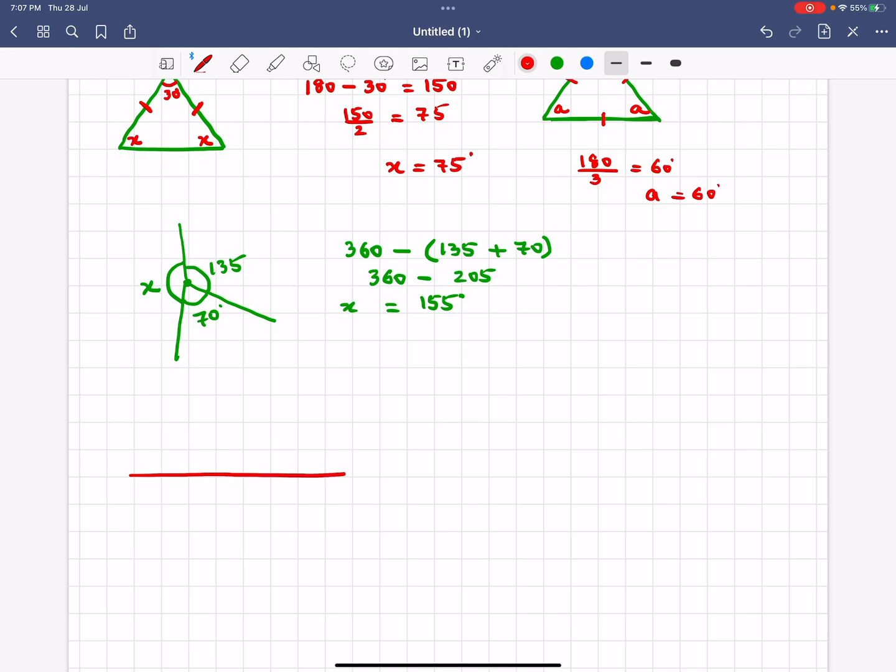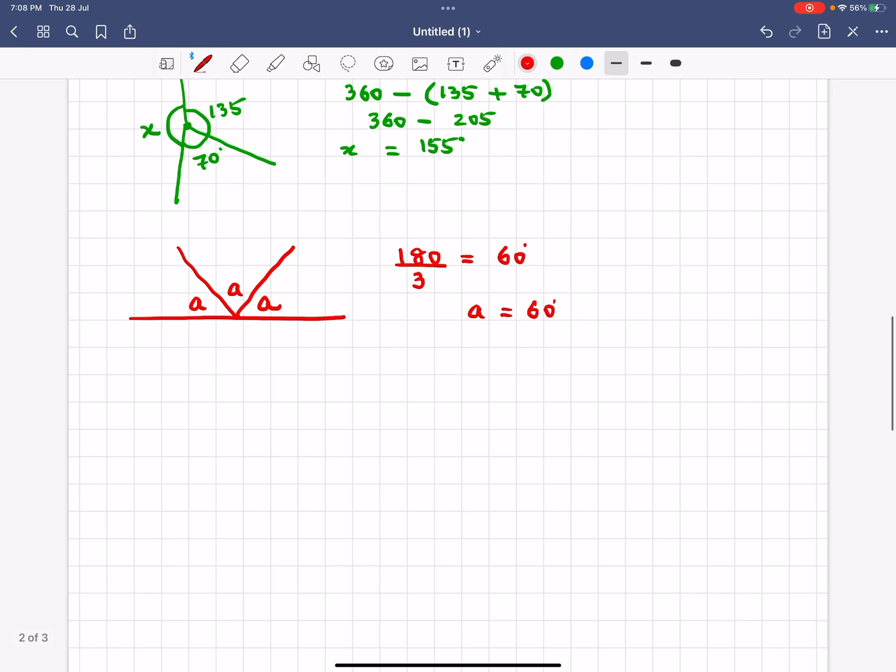So we have a straight line, and on the straight line we are given three angles denoted by the same variable a. This indicates that all three angles are equal. Now we know that angles on a straight line add up to 180 degrees. Therefore, we can find one of the angles, 180 divided by 3, and the measure of angle A is 60 degrees. Let's try one more question.